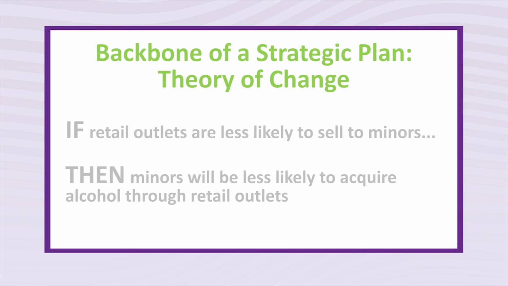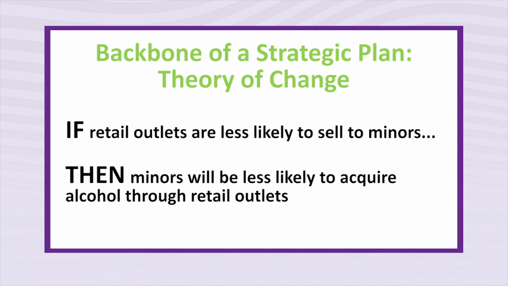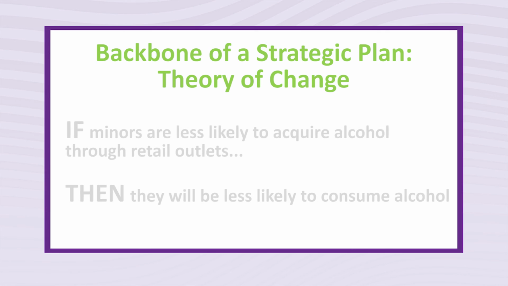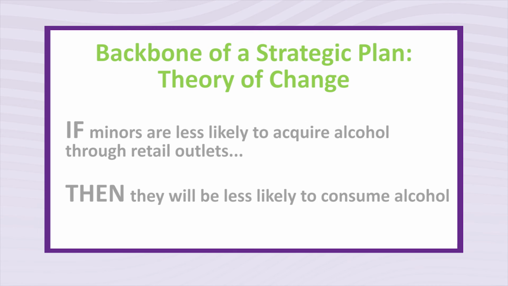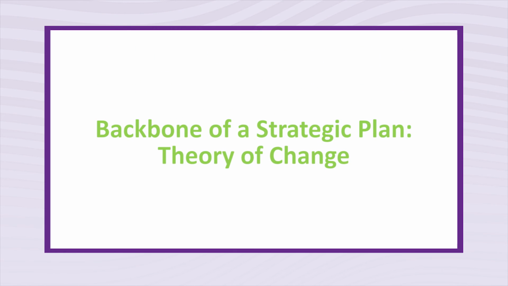If retail outlets are less likely to sell to minors, then minors will be less likely to acquire alcohol through retail outlets. If minors are less likely to acquire alcohol through retail outlets, then they will be less likely to consume alcohol. And it's that theory of change that brings our process full circle. So it's important to remember those if-then statements, and sometimes it helps to think through the if-then statements in great detail, because that is how students understand the link between their strategy and the change that they want to have within their community.